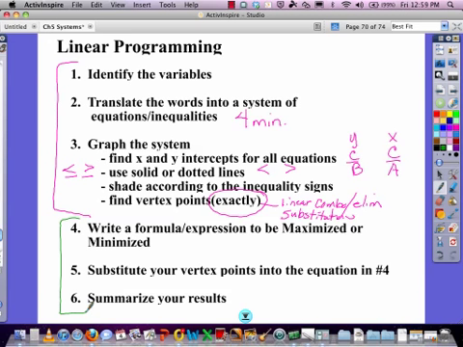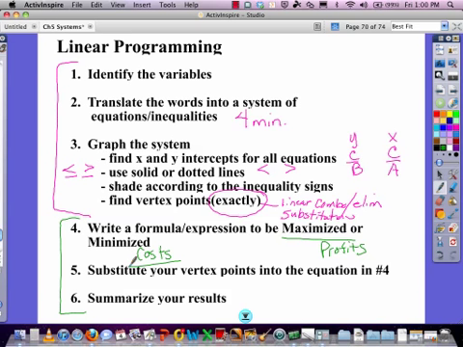Most times in business, you are talking about one of 2 things. You want to maximize your profits, and you want to minimize your costs to be the best in business you possibly can. Keep your costs down so you can keep your profits up. Most of the problems will be one or the other. We want to maximize profits, minimize costs.